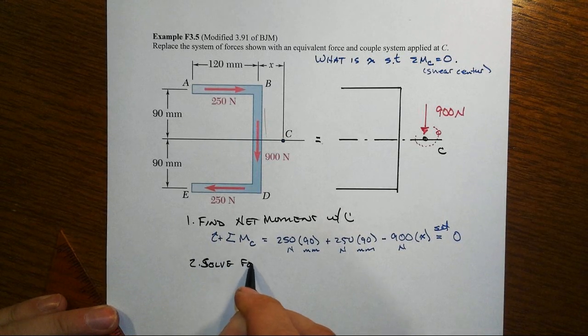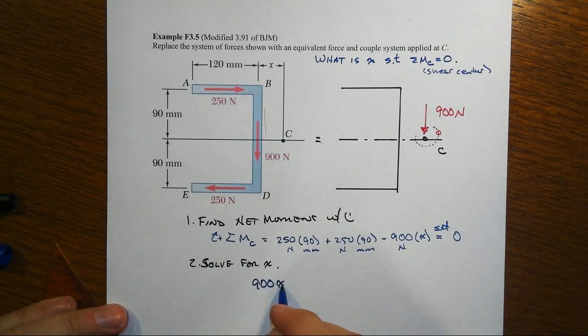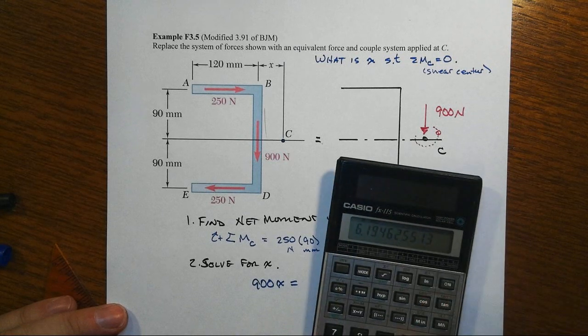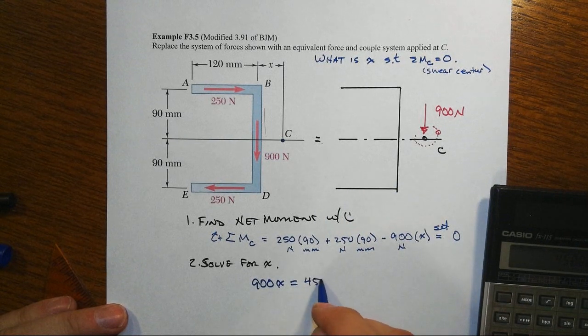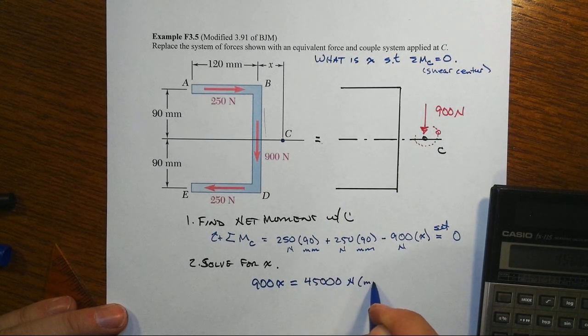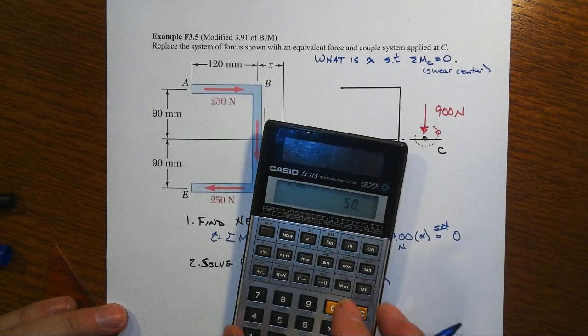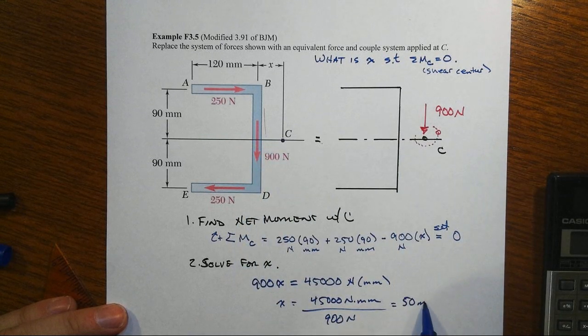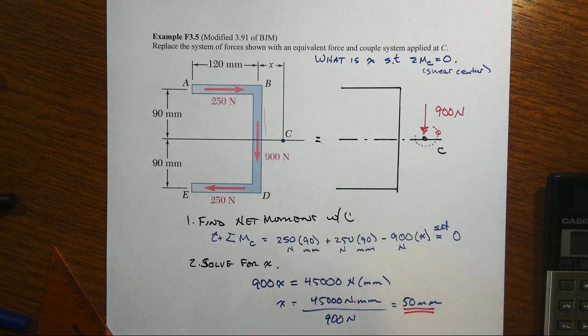Solve for x, and we'll have that 900x is equal to 250 times 90, and there are two of those, so that's 45,000 newton millimeters. And x then will be 45,000 newton millimeters divided by 900 newtons, and that's 50 millimeters. That would be the answer here, such that the condition of analysis is that we have no net moment about C.